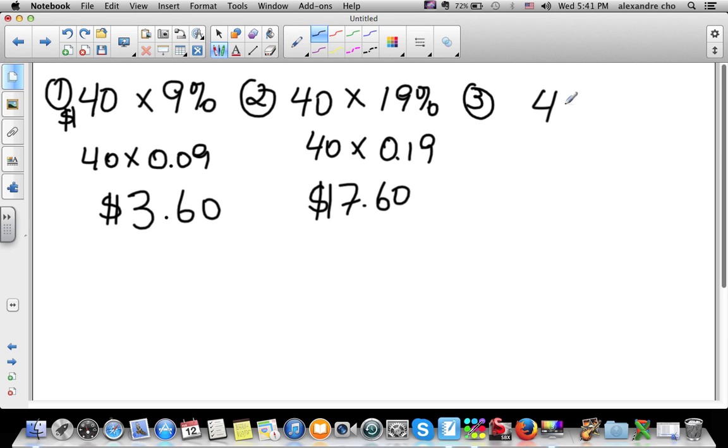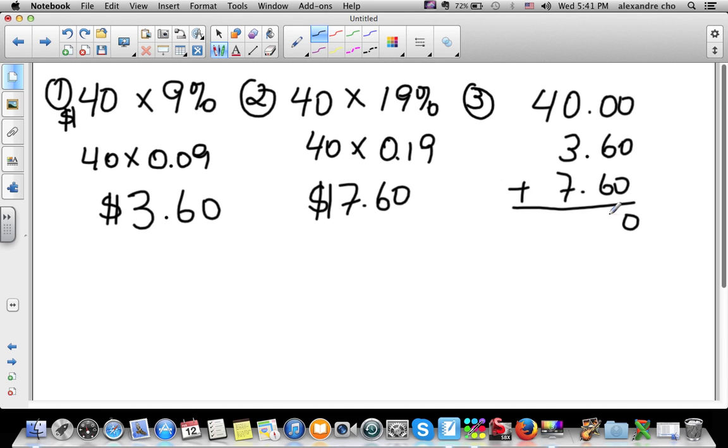And then 3, we have to find our complete bill. So we're paying for food, which is $40. Paying for taxes, which was $3.60. And we're paying for tips, which was $7.60. And we have to add all up. 0, 12, 11, 5, $51 and 20 cents.